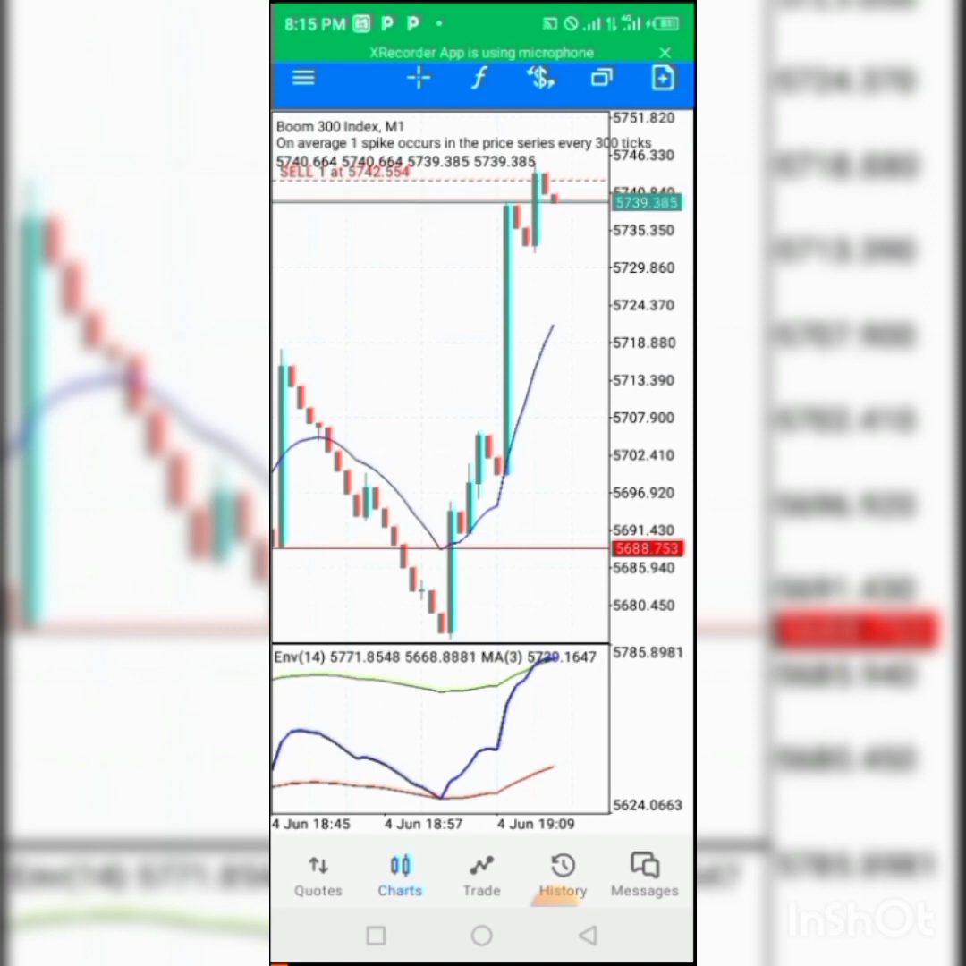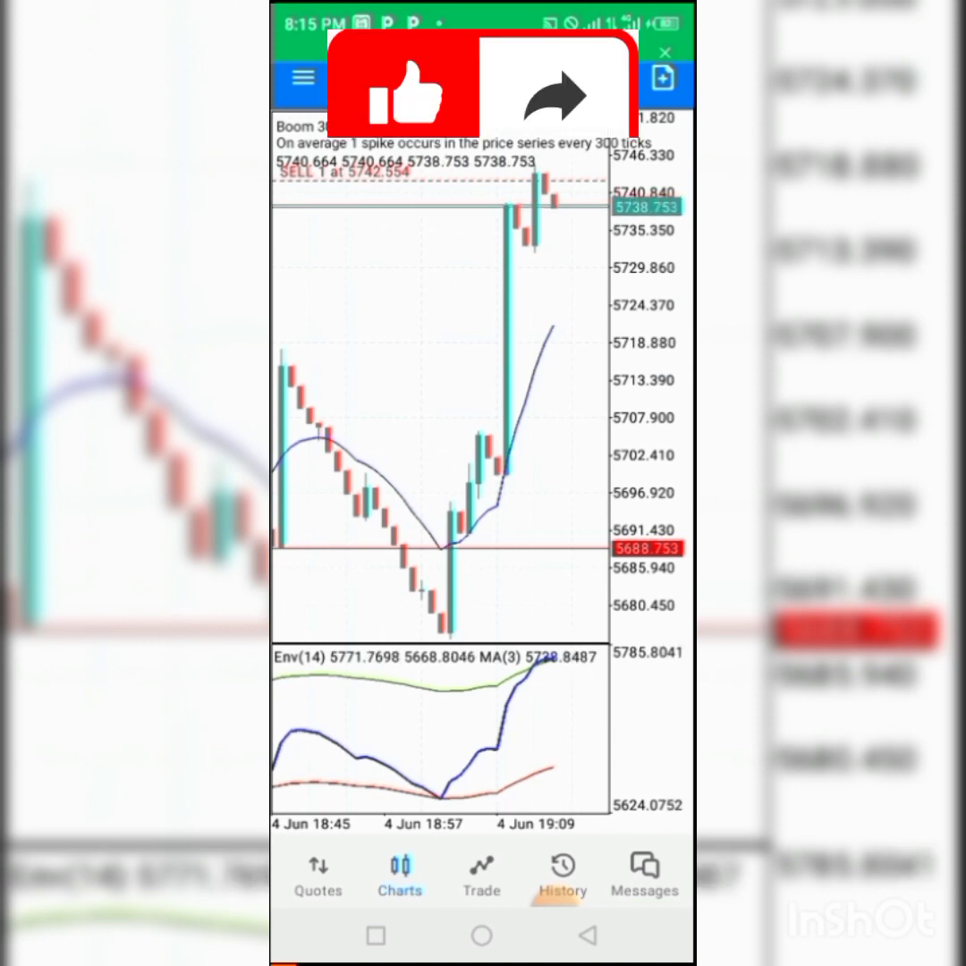Okay guys, as you can see, we are on the trade already. We're on a live trade, and what are we actually doing? We are selling.